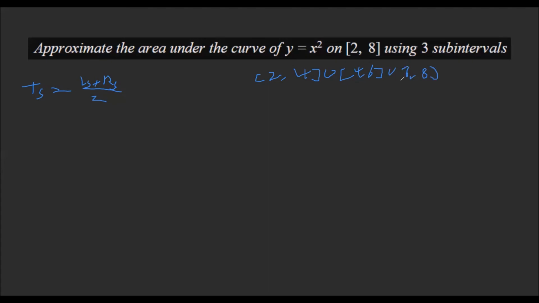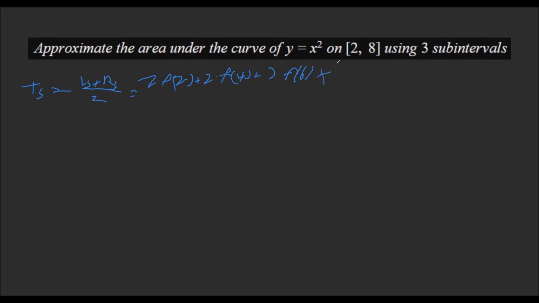Okay, so let's first find the left Riemann sum, which is going to be delta t, which is 2 in this case, times f(2), plus delta t again, which is 2 times f(4), plus 2 times f(6). And this is our left Riemann sum. Now we have to find our right Riemann sum.